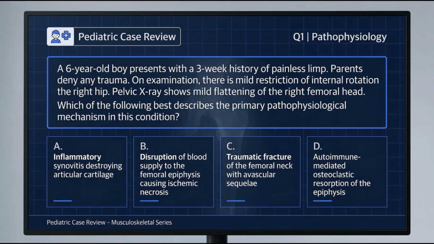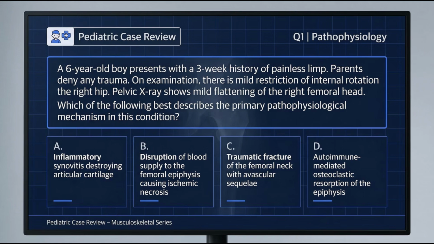A 6-year-old boy presents with a 3-week history of painless limp. Parents deny any trauma. On examination, there is mild restriction of internal rotation of the right hip. Pelvic X-ray shows mild flattening of the right femoral head. Which of the following best describes the primary pathophysiological mechanism in this condition?